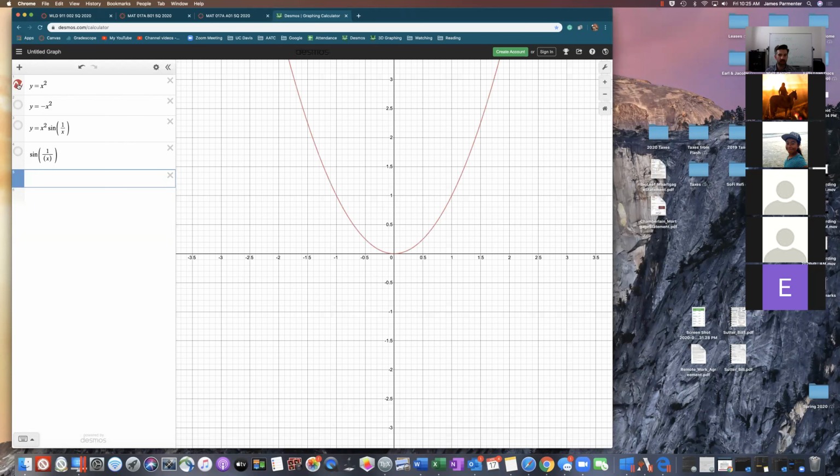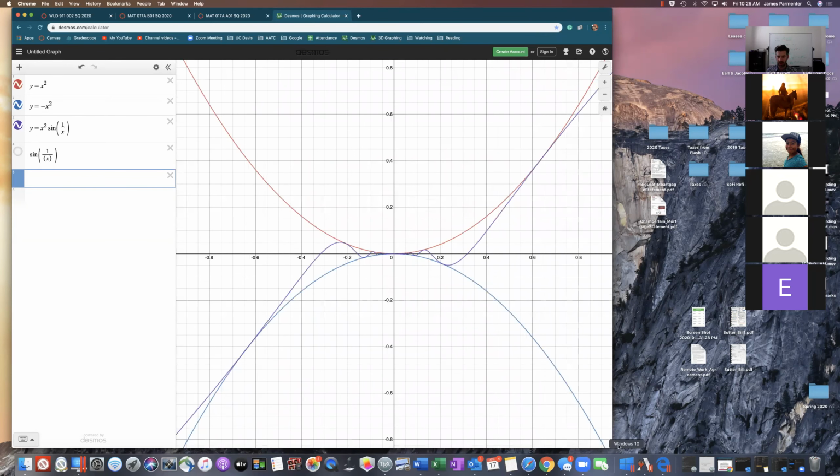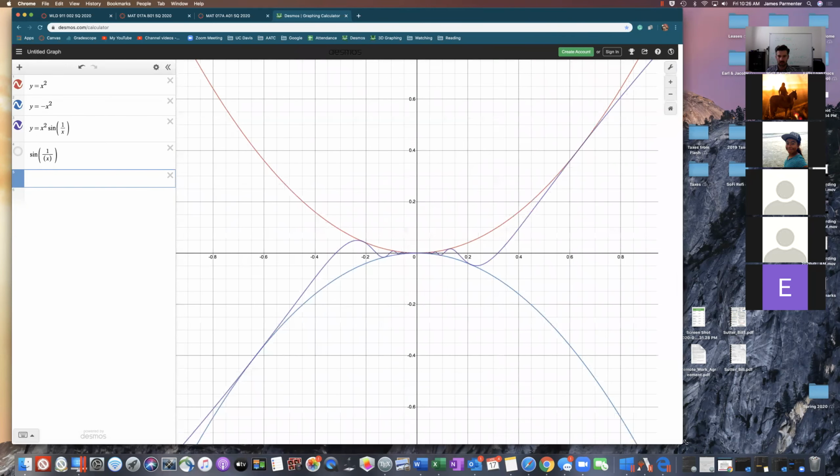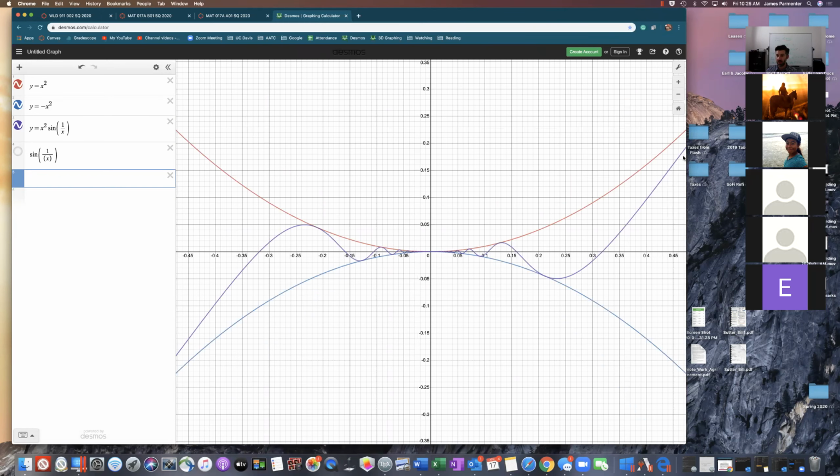So here's y equals x squared, and here's y equals negative x squared. And then I'm going to also graph y equals x squared sine of 1 over x. It doesn't look super clear here, but if we zoom in a bit, I'm going to make this wider. Sorry, one second here. So if we zoom in, look what happens. The purple function, which is the x squared sine of 1 over x function, is getting squeezed between x squared and negative x squared.